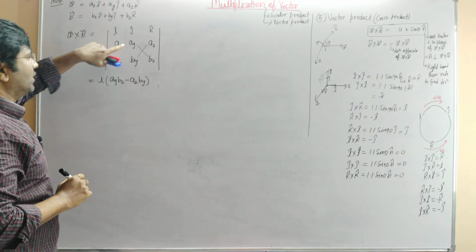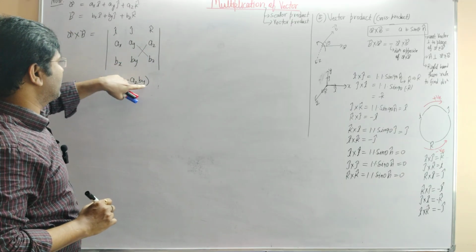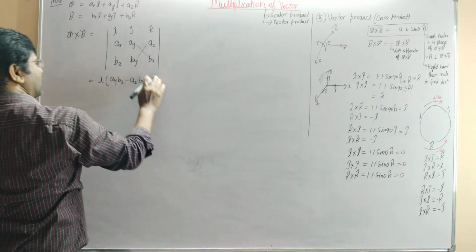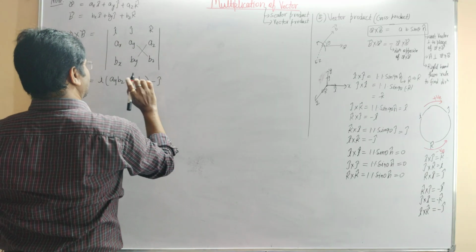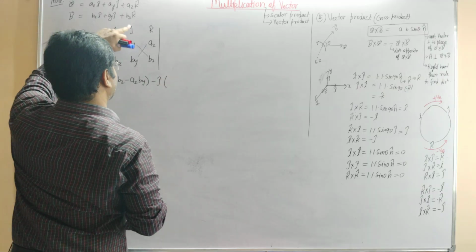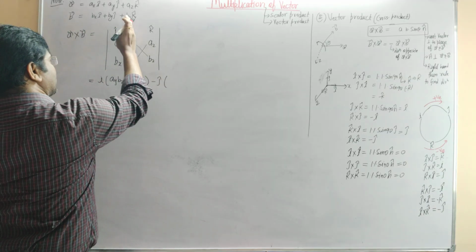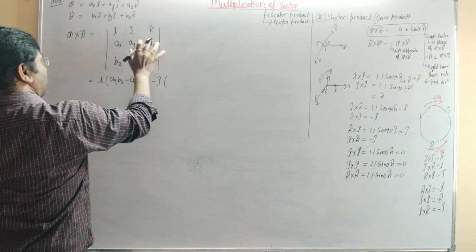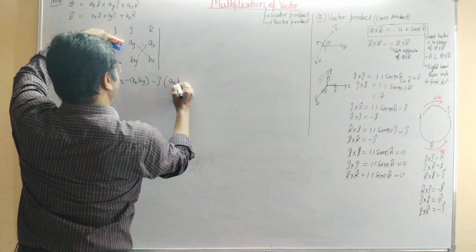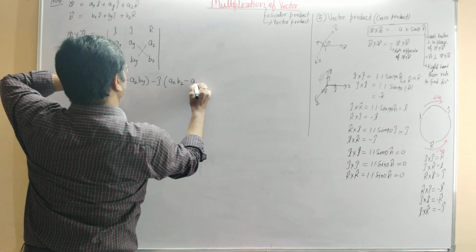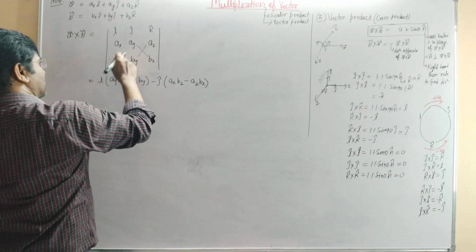I you are writing, so ay bz minus by az. When you are writing second, we have to take here negative, positive, negative, positive. So again, when you are writing j cap, skip this line. So these 4 are left. So again here ax bz minus az bx. Clear? This one and this one.